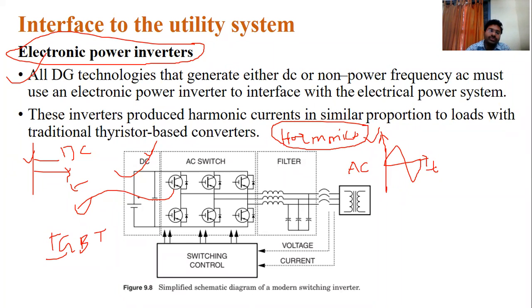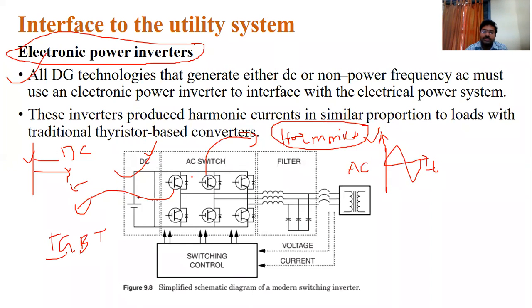So due to these switching actions and other things, harmonics are produced. This will inject the harmonics into the system. These are the traditional thyristor based converters, but the technology is changing very rapidly.